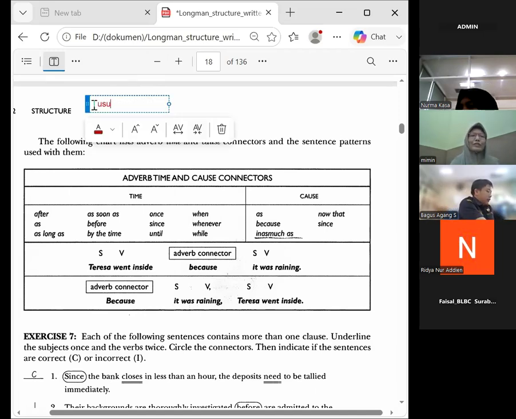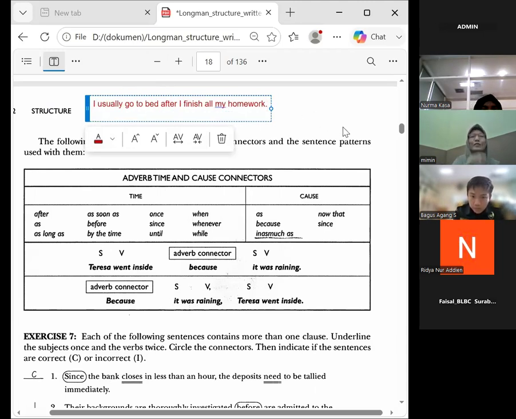I usually go to bed after I finish all my homework. Like this. This is simple present. All right. Now, let me give you an example of a sentence using "after" with another tense.